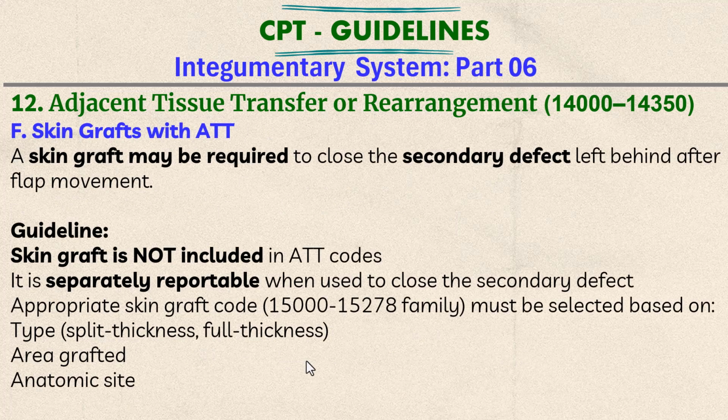So when you compare the skin graft with adjacent tissue transfer, a skin graft may be required to close the secondary defect left behind after flap movement. In this scenario, the skin graft is not included in the adjacent tissue transfer code. So this is a very important point. A skin graft is not included in adjacent tissue transfer codes, so it is separately reportable when used to close the secondary defect. The appropriate skin graft code, that is the 15,000 to 15,278 family, which we will see in the next part, must be selected based on the type, area grafted, and anatomic site.